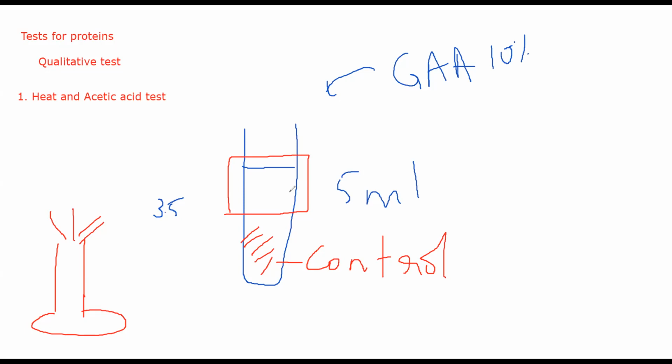If the turbidity or precipitation disappears on addition of acetic acid, it is due to phosphates. If you see a little turbidity and it disappears immediately after you add acetic acid, you know that it is not due to proteins, but due to phosphates. On the other hand, if the precipitate stays even after you have added acetic acid, that precipitate is because of proteins.